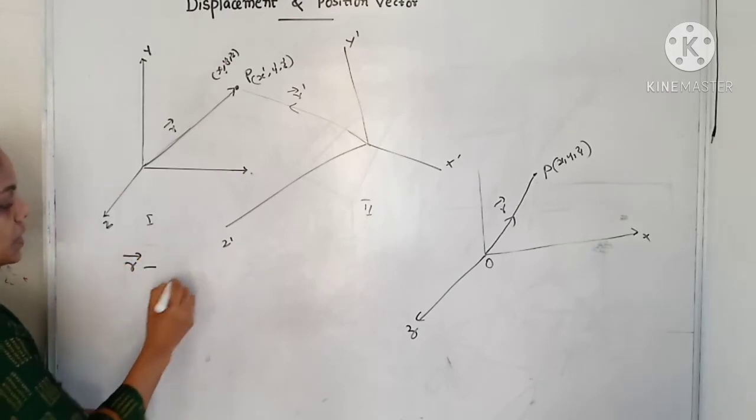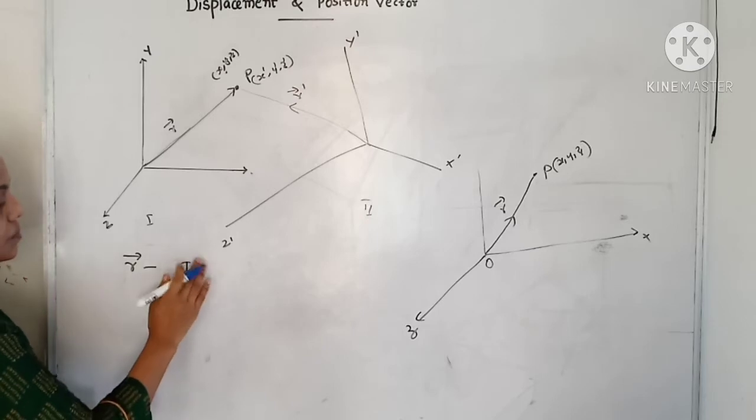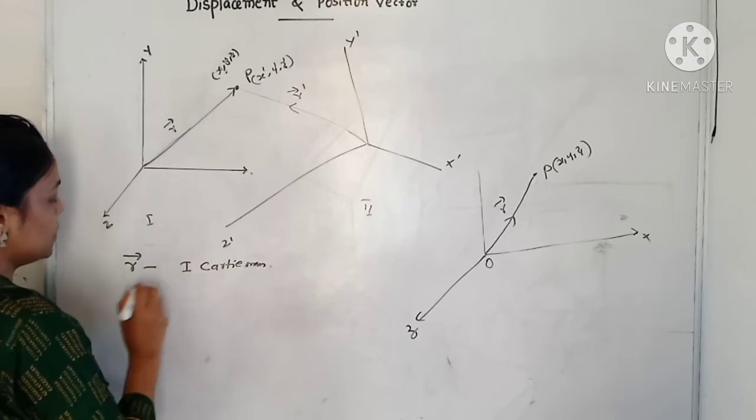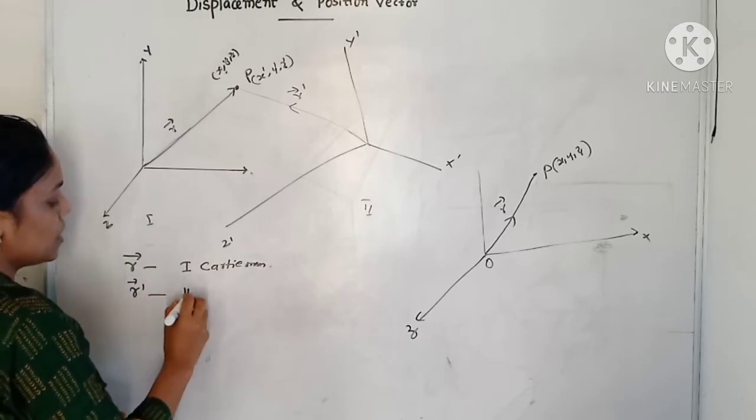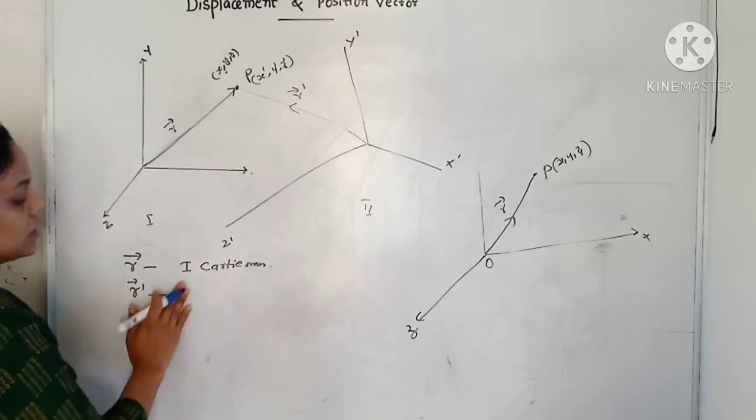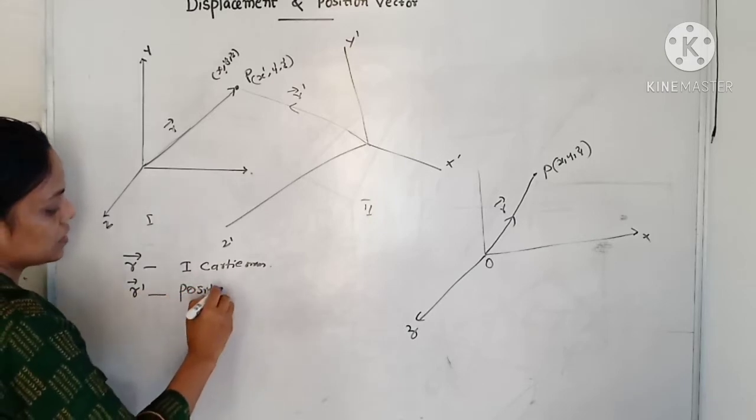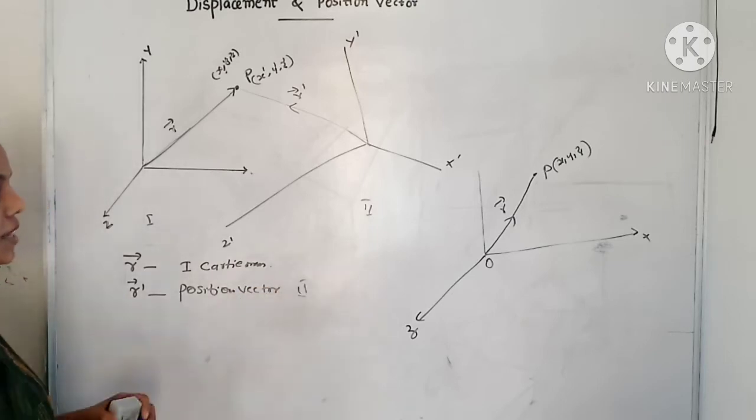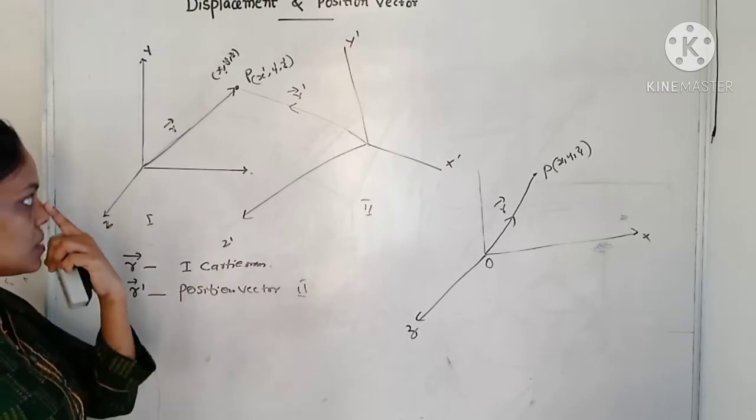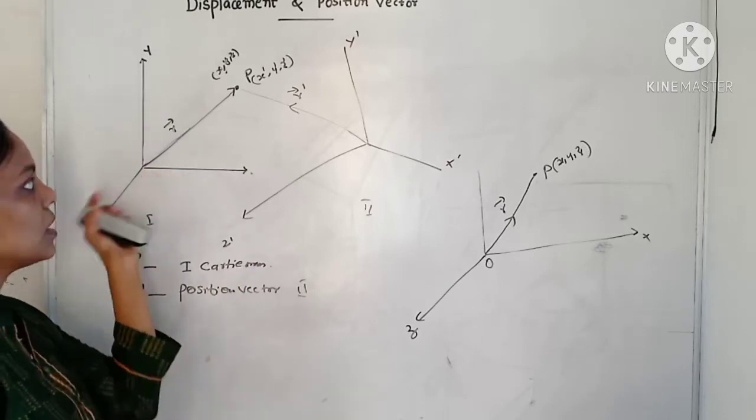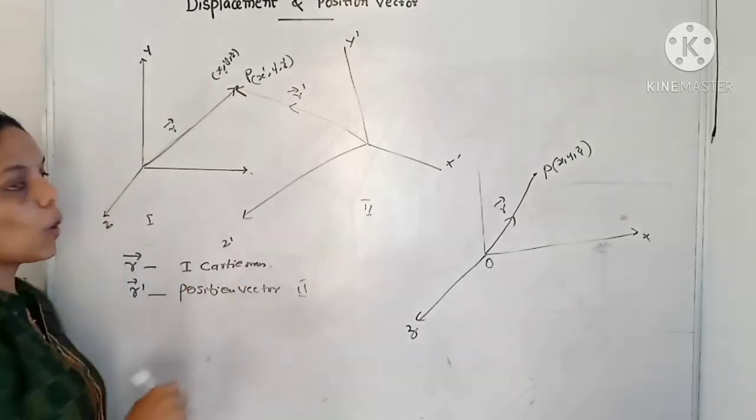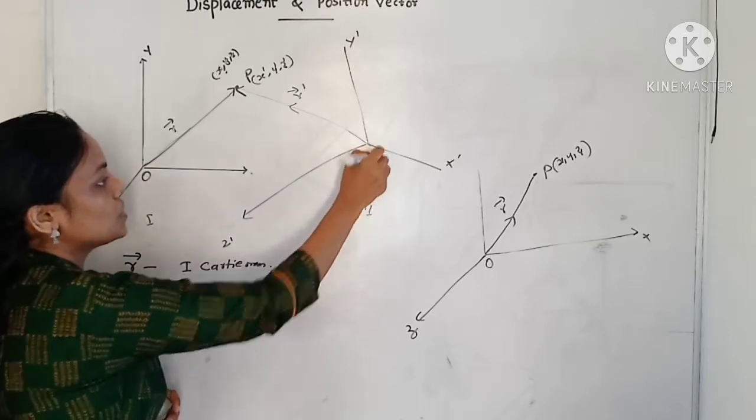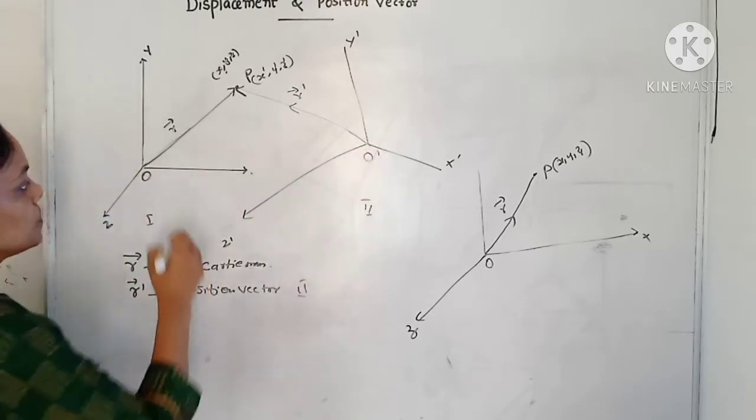r is the position vector from the first Cartesian coordinate system, and r prime is the position vector from the second coordinate system that we have chosen. So let us draw a vector connecting the origins of the two coordinate systems.